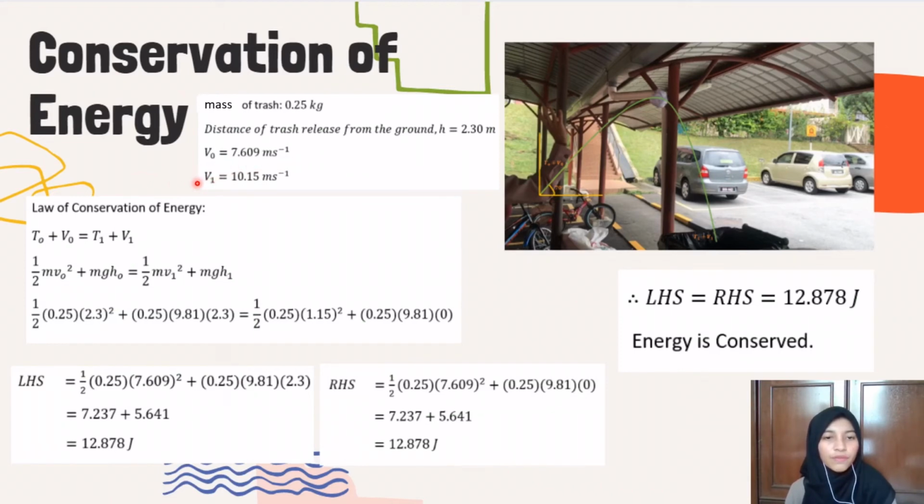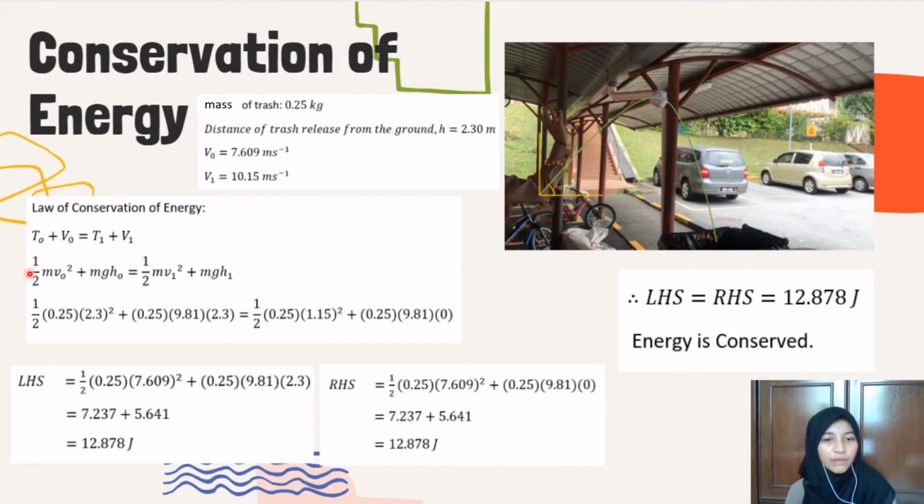V1, which is the final velocity, is 10.15 meter per second, which we got from LO1. The law of conservation of energy is T0 plus V0, which indicates the initial energy where we start throwing the trash, equal to T1 plus V1, which indicates the final energy when the trash gets into the dustbin.